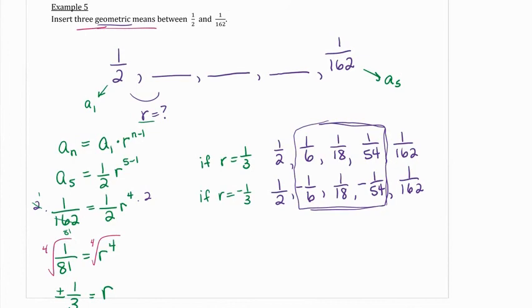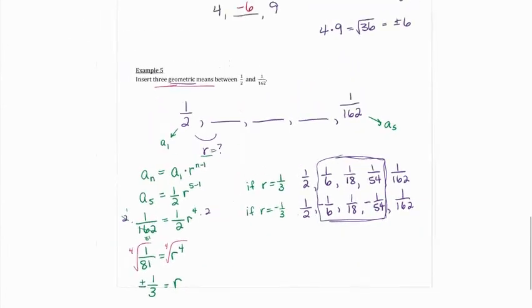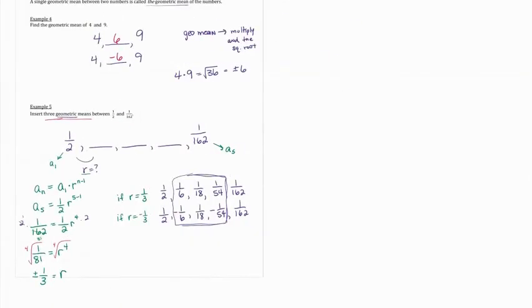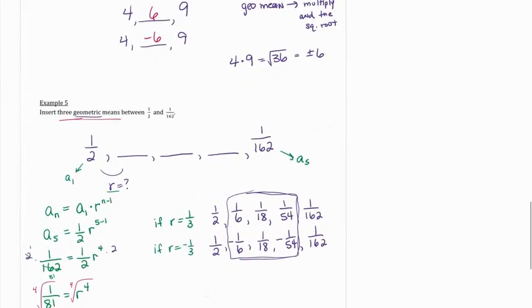Okay, so arithmetic and geometric means, basically like averages, but we can put more than one of them in between 2 numbers. You just have to know whether you're inserting arithmetic or geometric means.